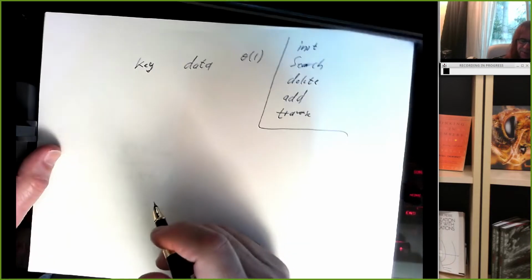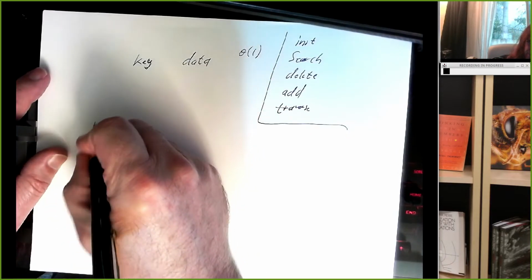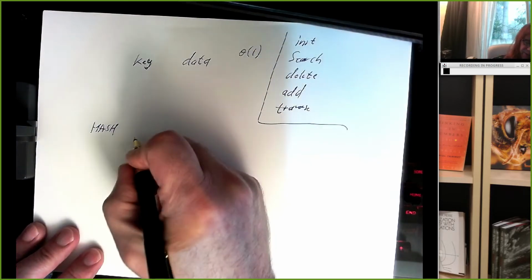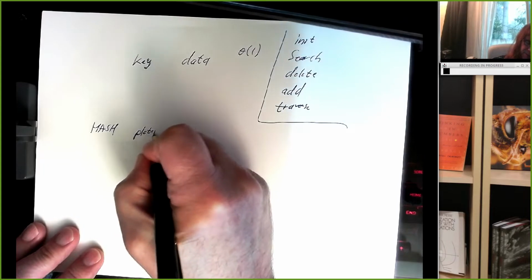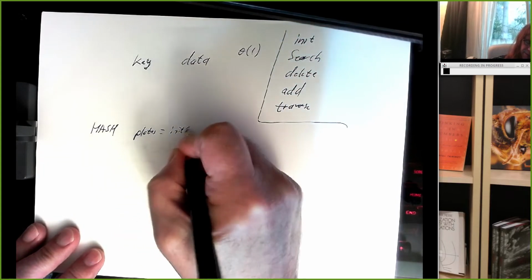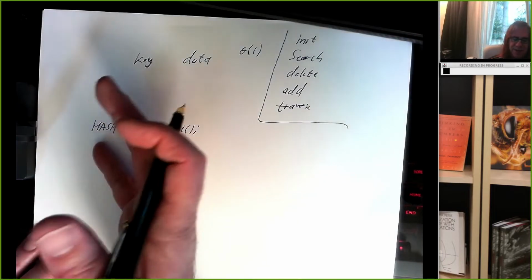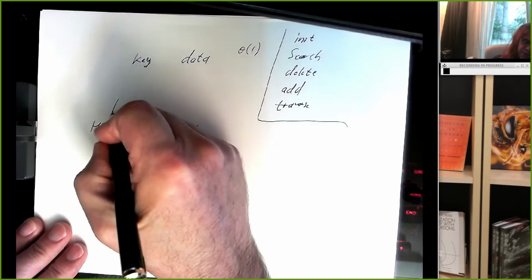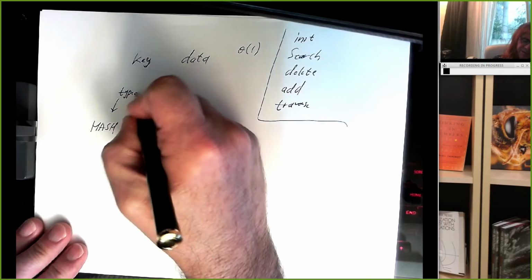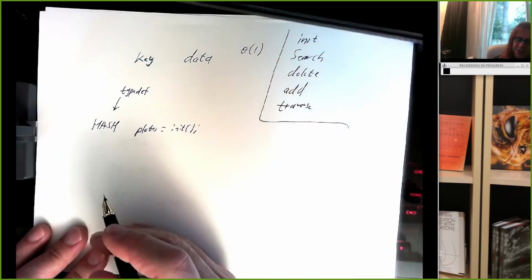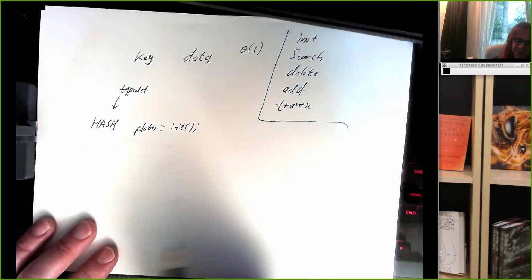So, from our main program, we might have a typedef called hash, and we could say hash plates equals init. And that might create an empty hash table that we can reference using this variable called plates, which is defined to be of type hash. Whatever hash is, there's some typedef set up in an include file maybe. But we call init to create an empty one. And then we can do the following items.